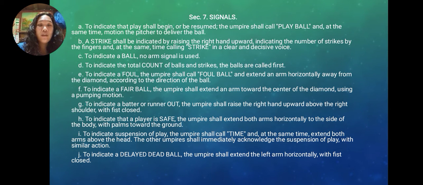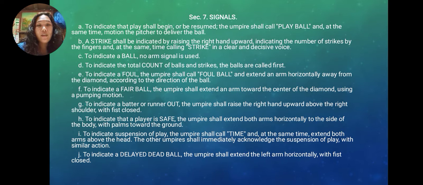For letter G, to indicate a batter or runner out, the umpire shall raise the right hand upward above the right shoulder with the fist closed. For letter H, to indicate that a player is safe, the umpire shall extend both arms horizontally to the side of the body with palms toward the ground.